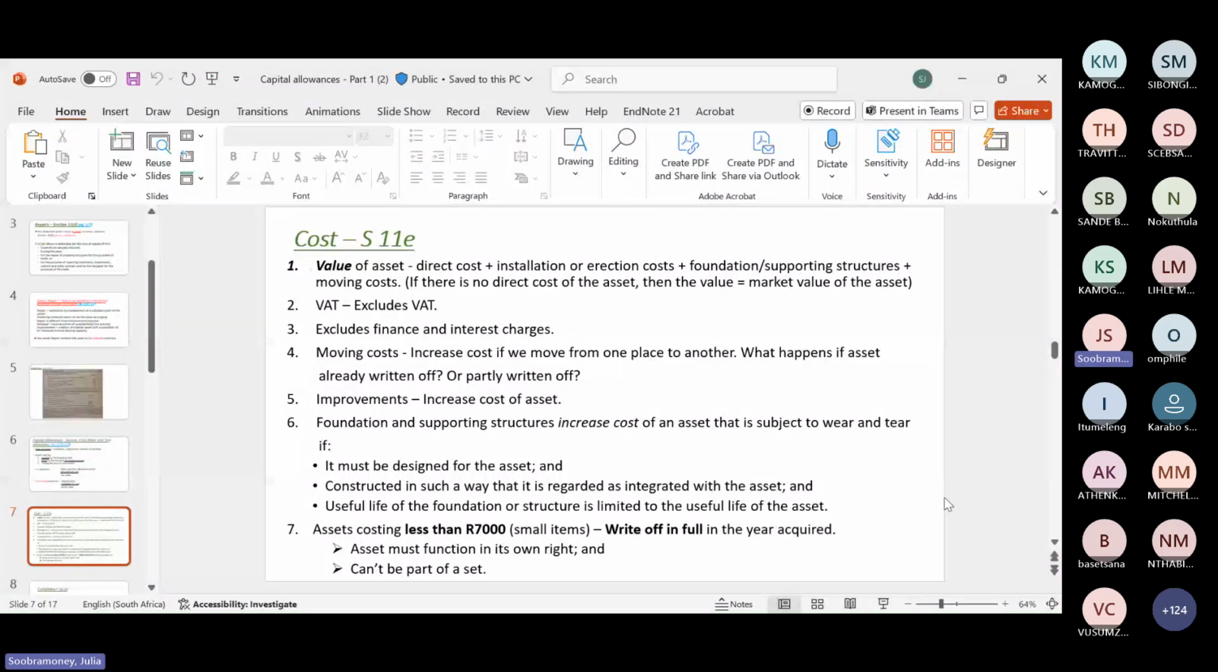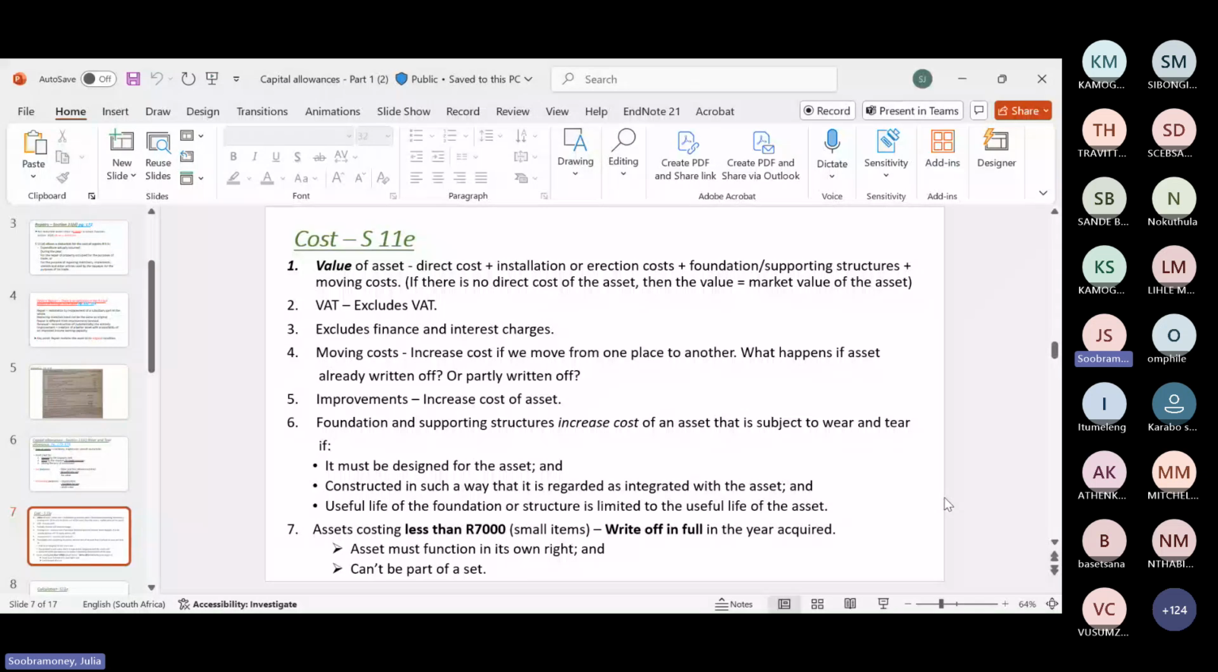Now you are clever, so you decide, you know what? I'm going to split the cost and I'm going to tell SARS I paid 5,000 for the table and then maybe, I don't know, 900 for each chair. Is that right? Yes or no? So you bought it as a set, but then you're going to say that it's not a set. You bought it separately. Is that right? No, it's not right. Okay.